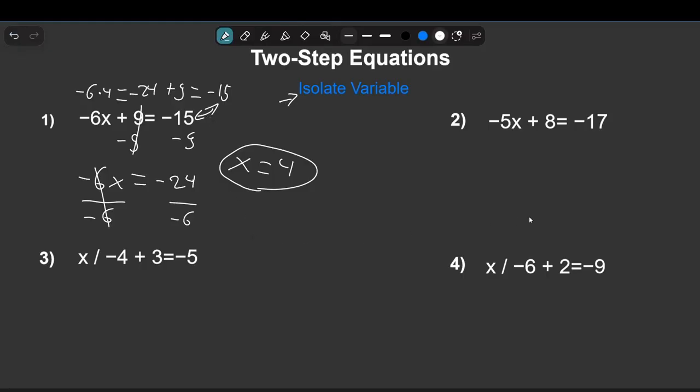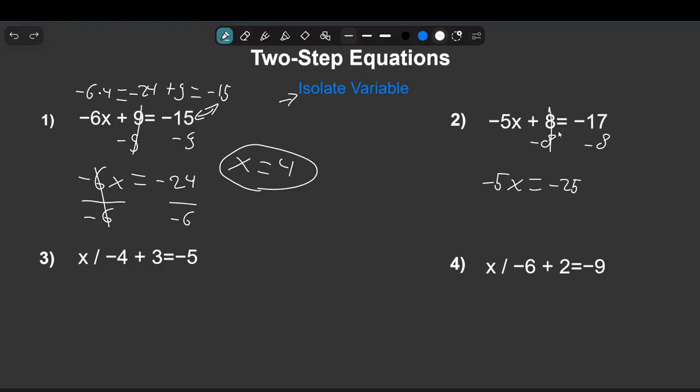Now on to our second example. For our second example, we have minus 5x plus 8 equals minus 17. We're going to do the exact same thing. We're going to subtract 8 from both sides. So these two cancel each other out, so we are just left with minus 5x equals minus 17 minus 8. Well, minus 17 minus 8 equals minus 25. And now we're going to do this one-step equation.